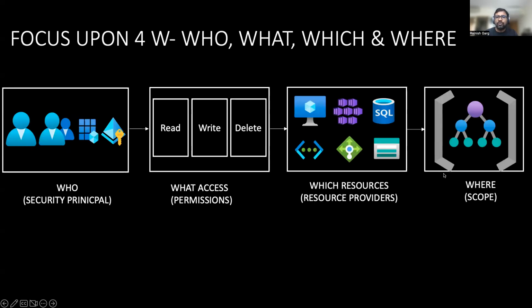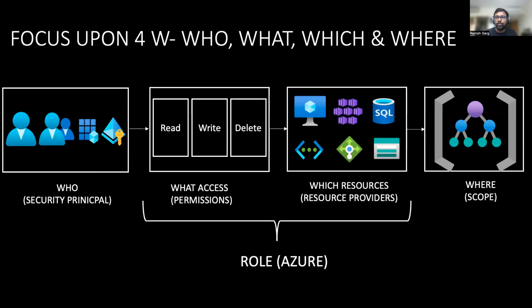So let's kickstart. This is what the entire Azure role-based access control looks like. If you have seen my previous video, or if you are familiar with Google Cloud, it's very similar. Primarily here also we will be focusing on the 4 W's: who, what, which, and where. In Microsoft Azure, if you combine what and which, it is called roles. So it follows the same terminology as GCP.